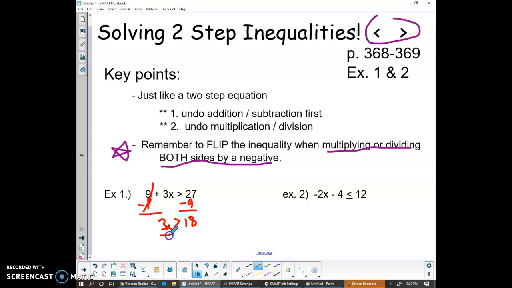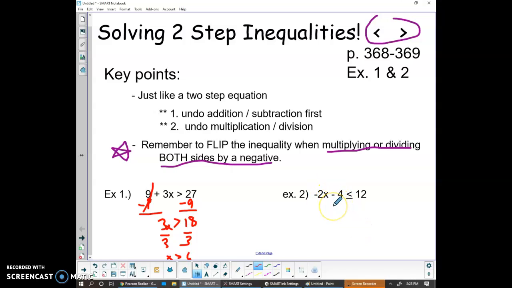To get x by itself, undo 3 times x by dividing both sides by 3. Do we flip when we divide by positive 3? Nope. Remember, you flip when you're dividing or multiplying by a negative. So it's going to be x is greater than 6 for this one. All right, let's check out this next one.